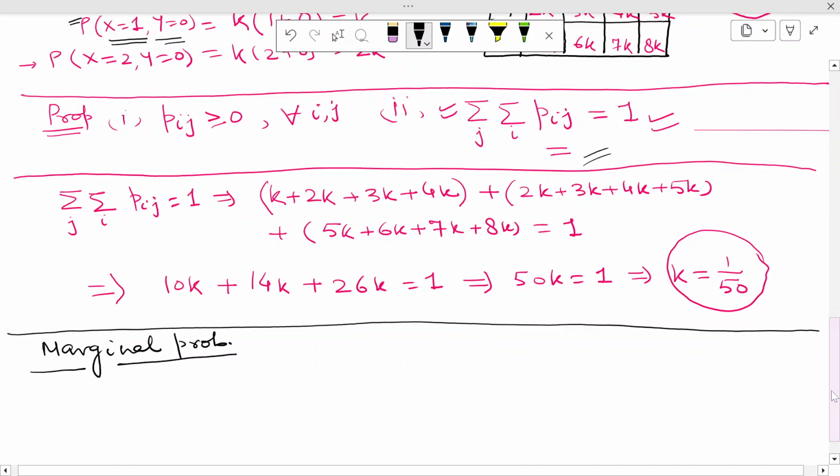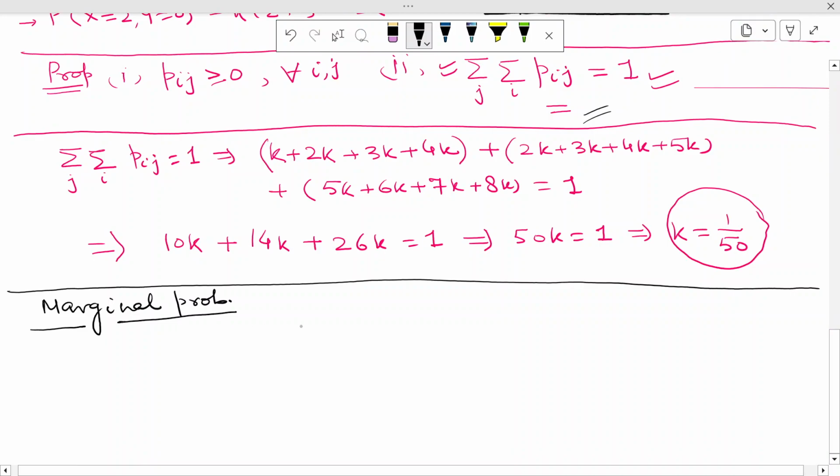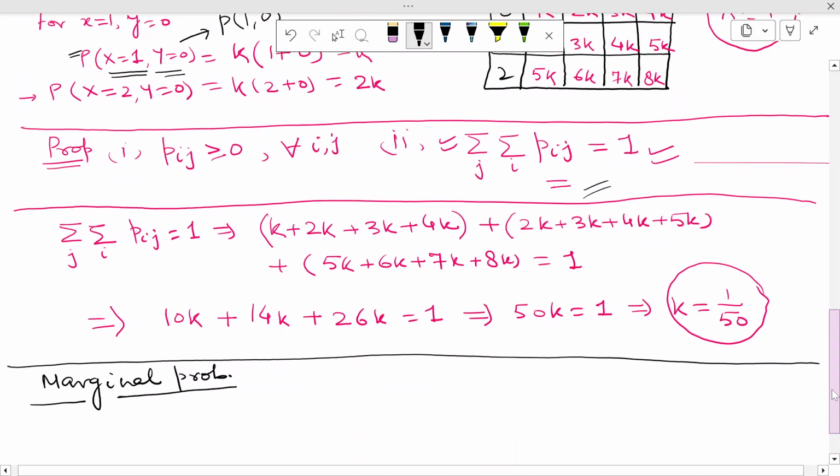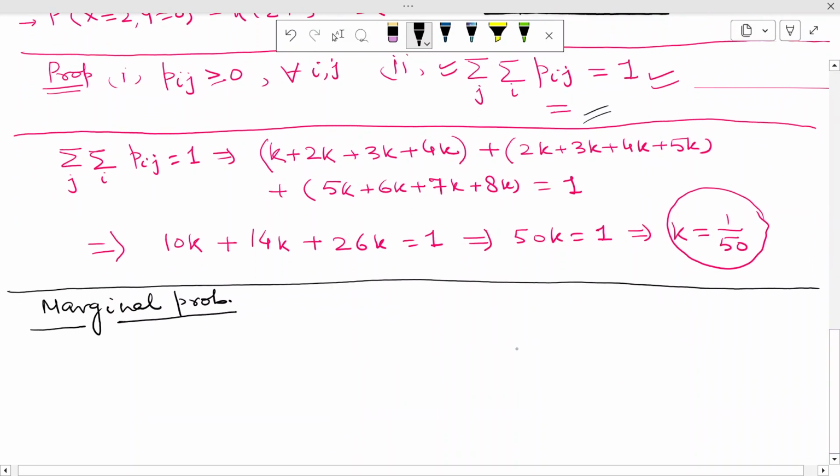So what we have to do in order to get the marginal probability? We can again use this, or we can take some new problem here. Let us consider that we are given a certain problem. Let's say we are having this table with us, and in this table we are provided with the values of x and y.